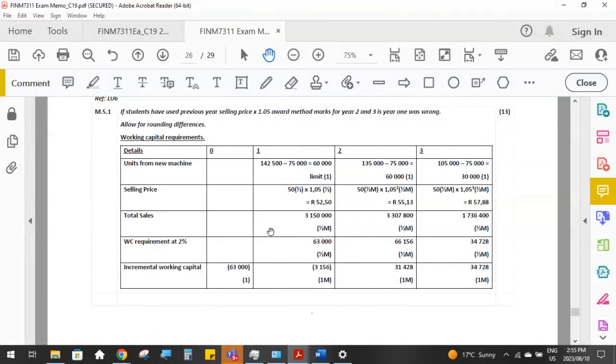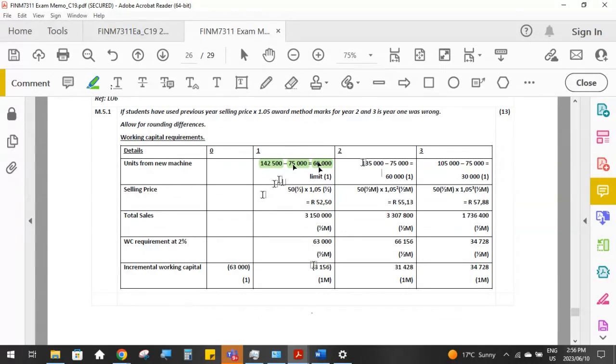So the first thing we have to calculate is what are the number of units from the new machine. So remember, total number of units that's forecast, minus the number of units that will be made by the existing machine, which means the balance will be made by the new machine. But take note, we have left that at 60, because remember, the new machine has got a maximum output of 60.